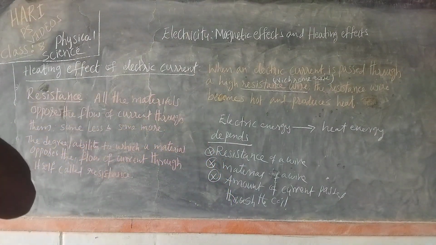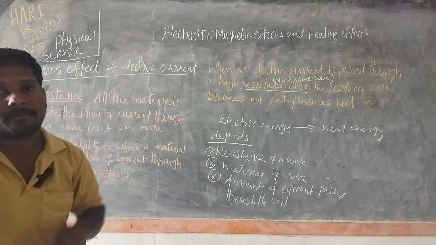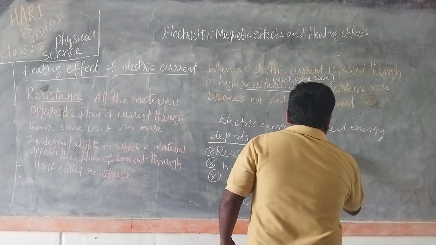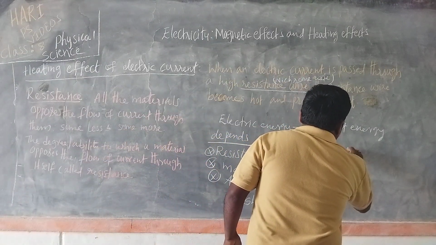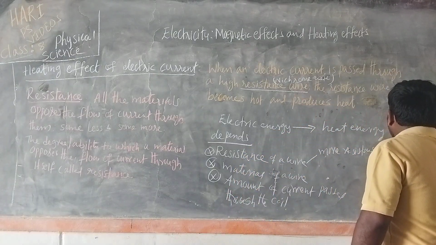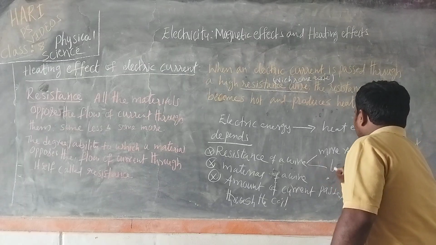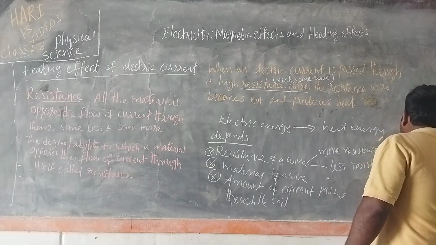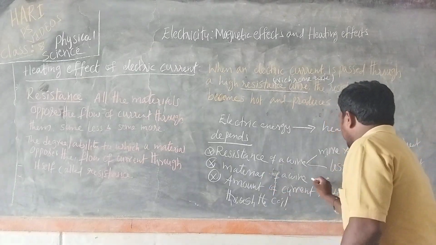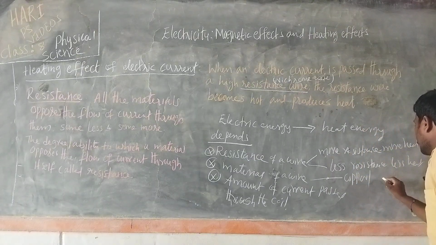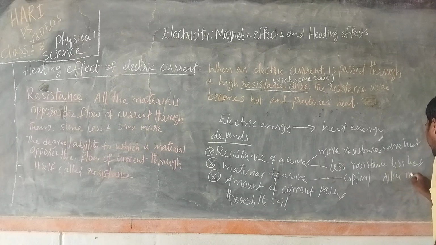So the greater the resistance of the wire, the more heating effect; less resistance, less heating effect will be found. And then the material: a single metallic wire like copper, or an alloy like nichrome, which is nickel plus chromium.